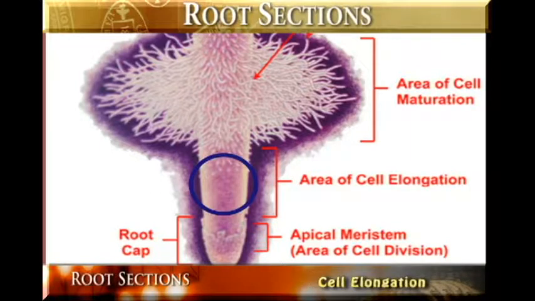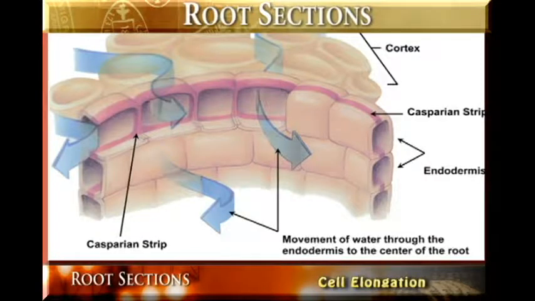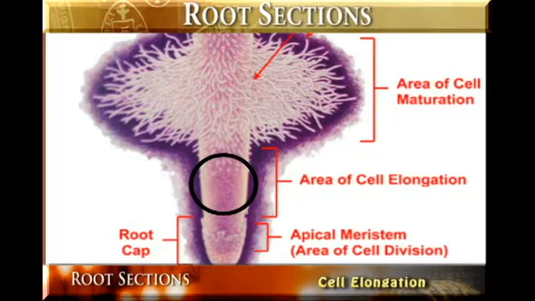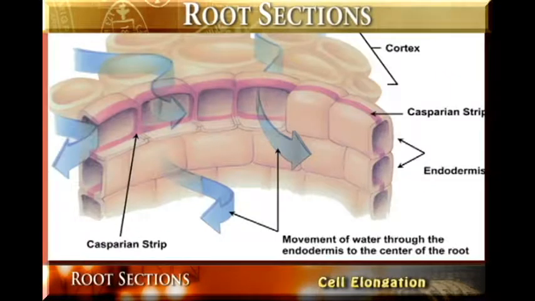Now the region of cell elongation, this is a region where there is absorption of water and the development of the vacuole. When there is absorption of water and development of the vacuole, this results in the rapid elongation and enlargement of that region. So that is the region of cell elongation. There is elongation and enlargement due to the absorption of water and development of the vacuole.